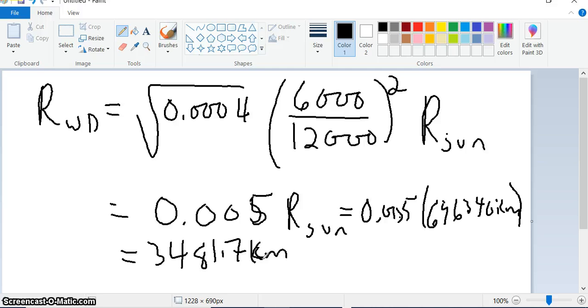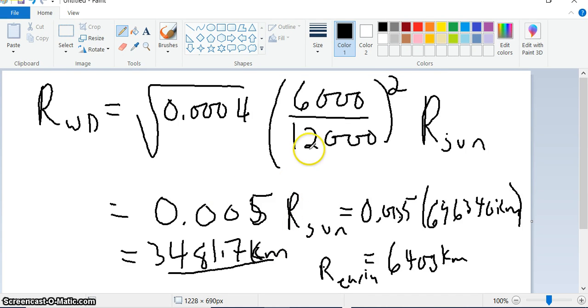And just as a sense of size, the radius of the Earth, right? If we compare this to the radius of the Earth, this is Earth, roughly 6,400 kilometers. So this white dwarf is roughly half the size of the Earth. This is a very small object indeed. But notice the temperature of this thing, it's incredible. So that is number 4.